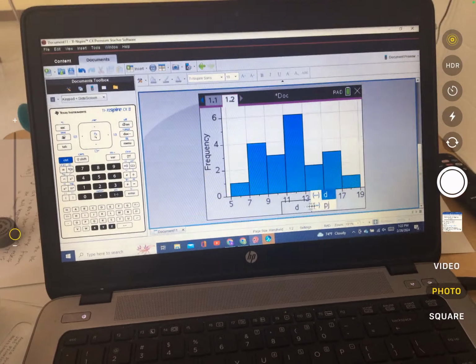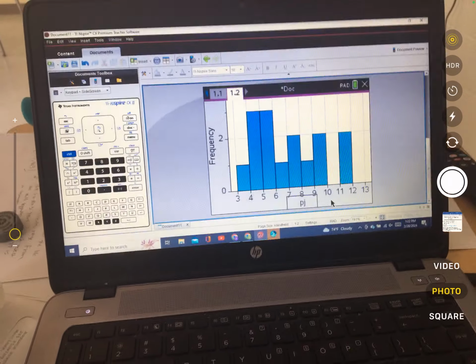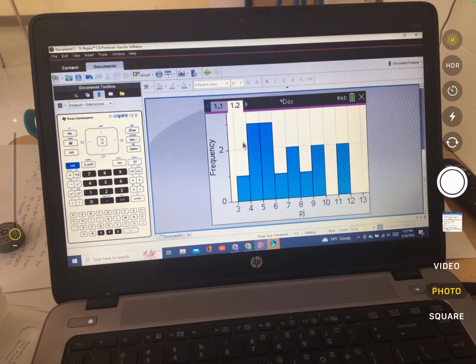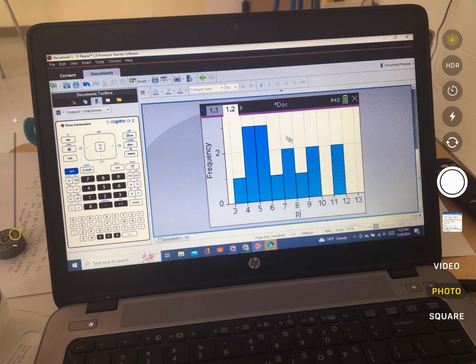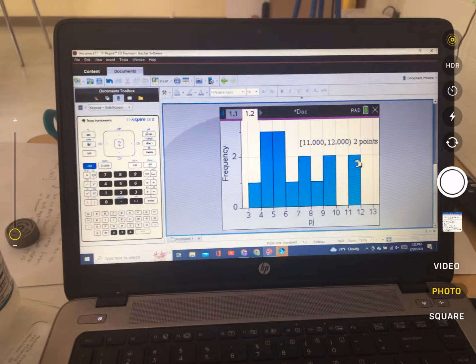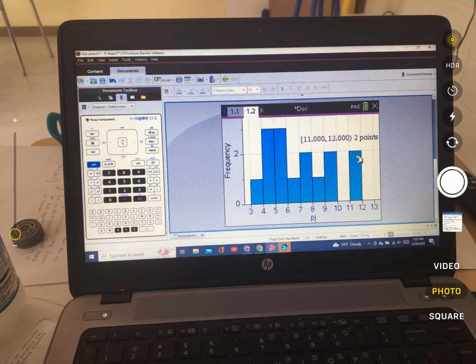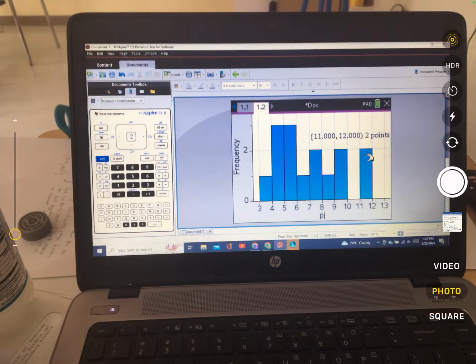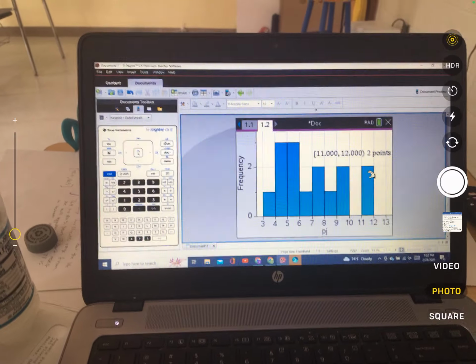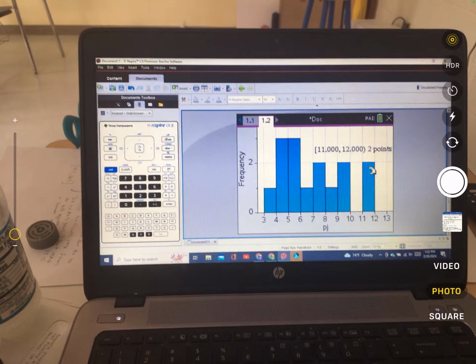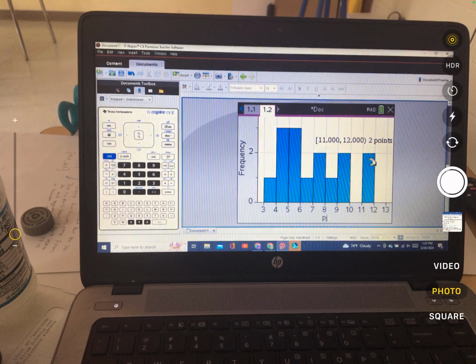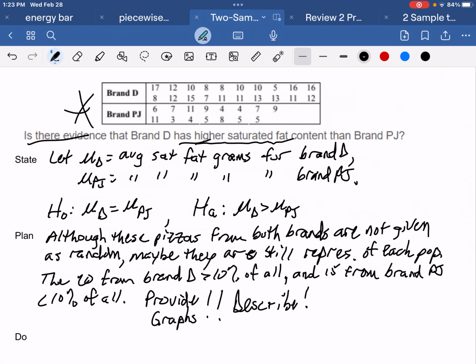Okay, then brand PJ, it looks like it's got some right skew, but it doesn't look as though it's necessarily strong skew. So I would want to provide that picture, and I would want to say, although the distribution of the fat grams for brand PJ is slightly skewed to the right, it is not strongly skewed, so the conditions for the 2-sample t-test are met. Go back to it. That's what I'd have to draw, and that's what I'd have to describe.